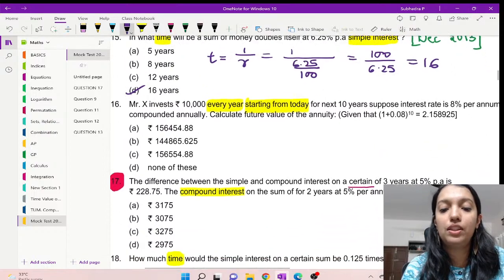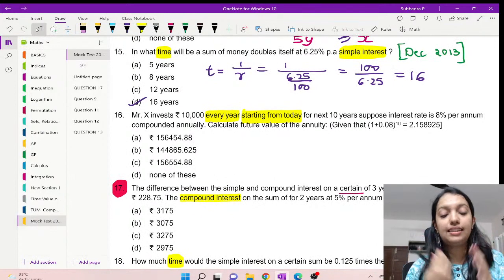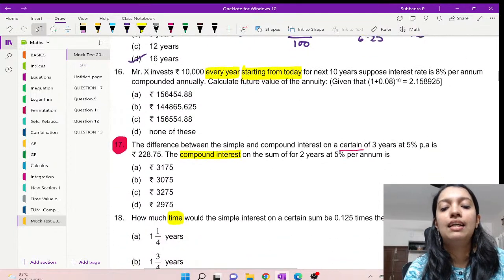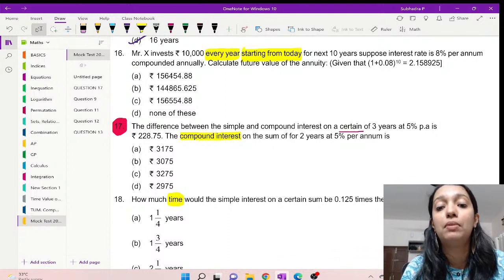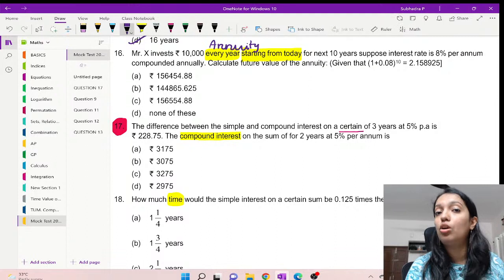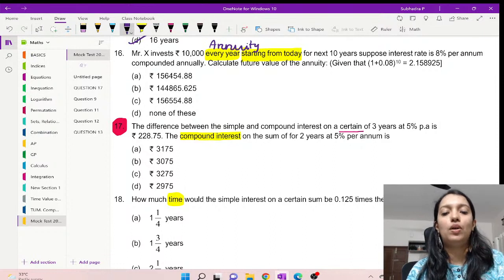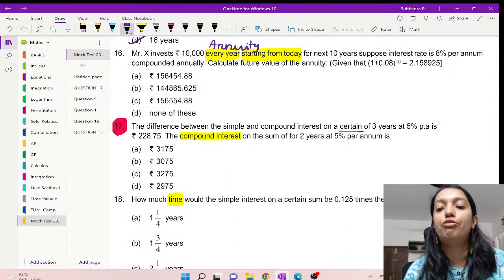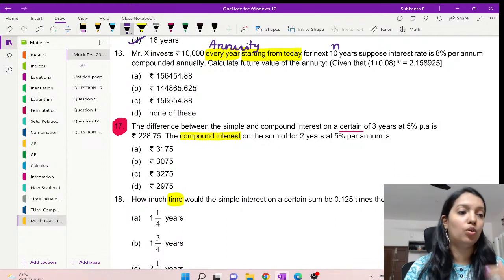Going ahead for next question. Now remember, this question was asked in December 2013 examination. 16th one. Mr. X invests 10,000 rupees every year starting from today. Every year you are making the investment. So what type of problem is this? Annuity problem. Every year investment. One time you make investment, that is simple interest, compound interest. Every year if you are making an investment, it's an annuity question. Mr. X invests 10,000 every year starting from today for next 10 years. What is this? N. Suppose interest rate is 8% per annum compounded annually. Calculate future value of annuity.